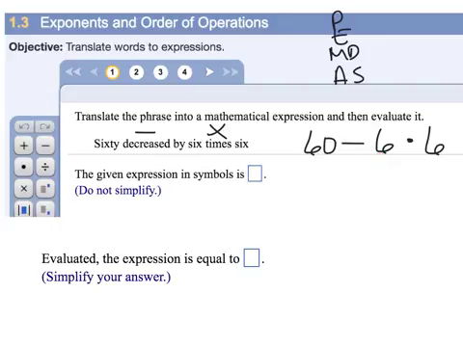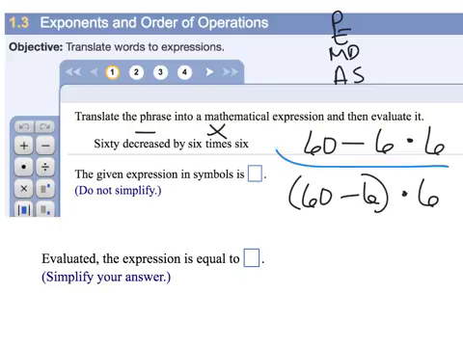But if that was wrong, then I would try this one, which is 60 minus 6 times 6. Because they might say, well, I want you to subtract first and then multiply, in which case you need to put parentheses to force the issue. Because if you don't do parentheses, you have to multiply first. But if you really want the subtraction first, well then put parentheses around it. Now, I'm going to go with this as being the correct answer because that just feels like the right answer.